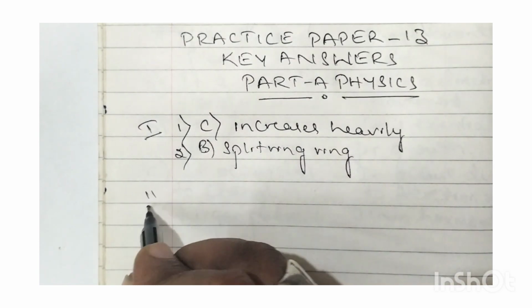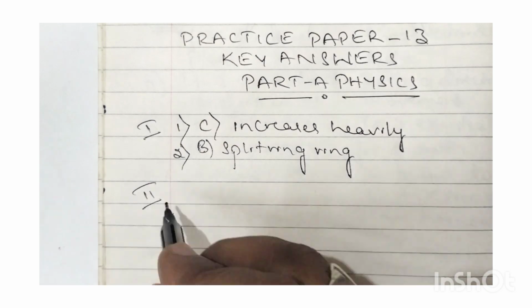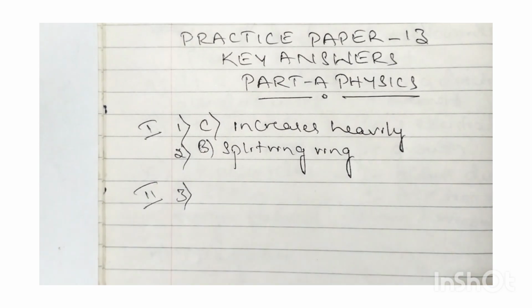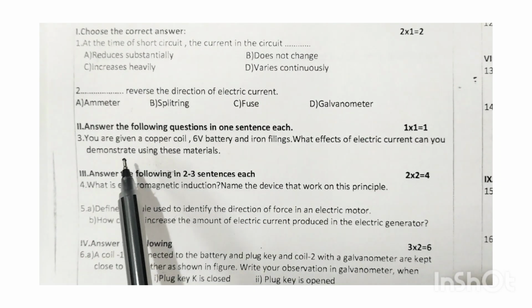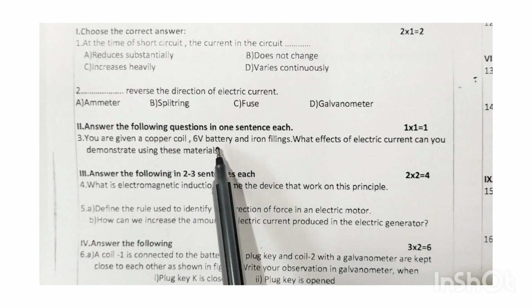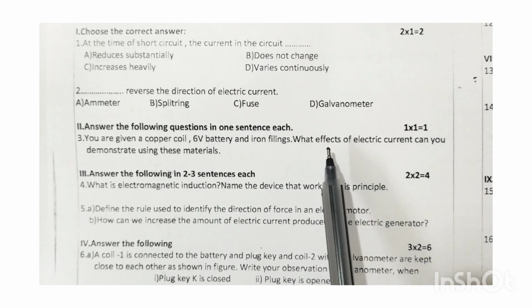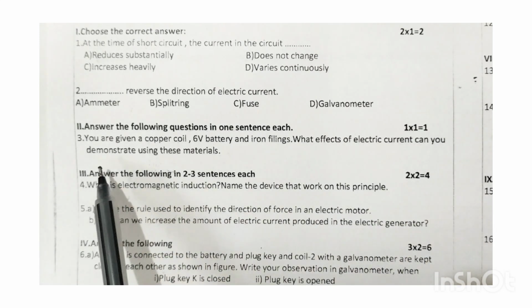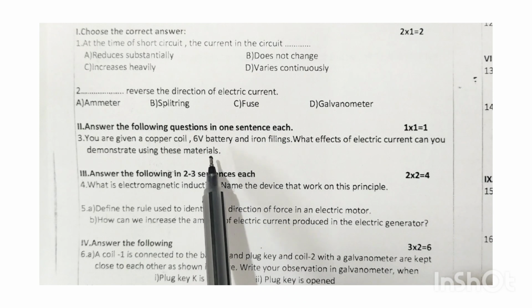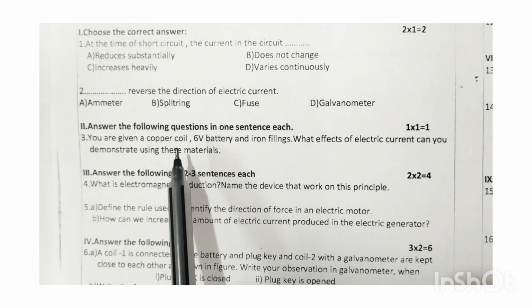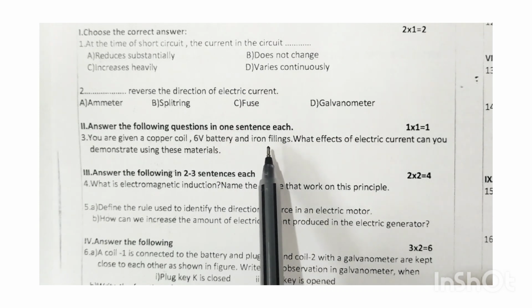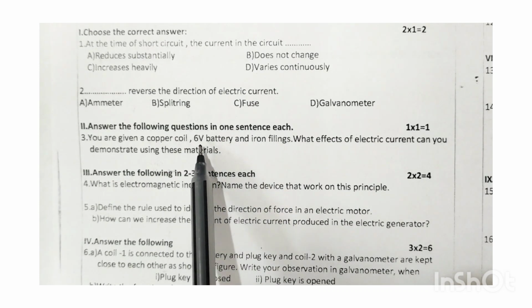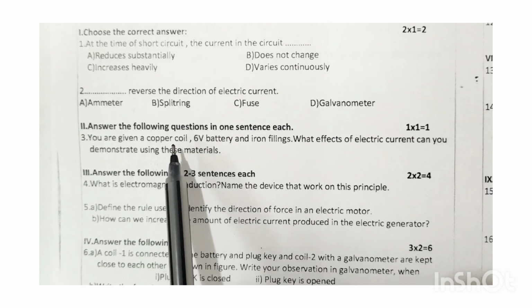So now let us move to the second mark, that is the third question. The third question is: you are given a copper coil, 6 volts battery and iron filings. What effects of electric current can you demonstrate using this material? So copper coil is given, 6 volts battery is given, iron filings are given. By using the battery through the coil, current will flow.